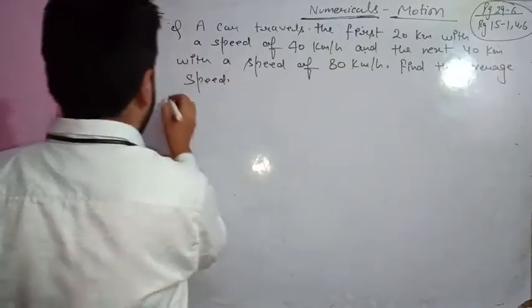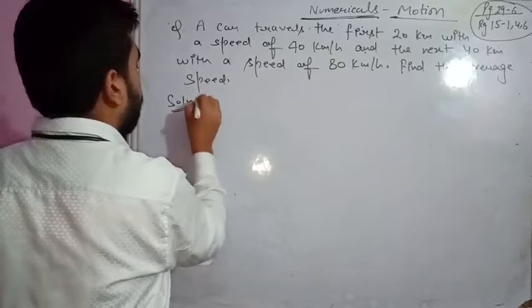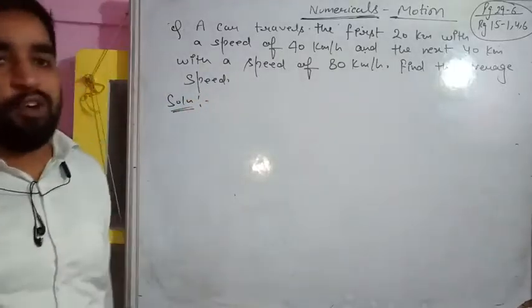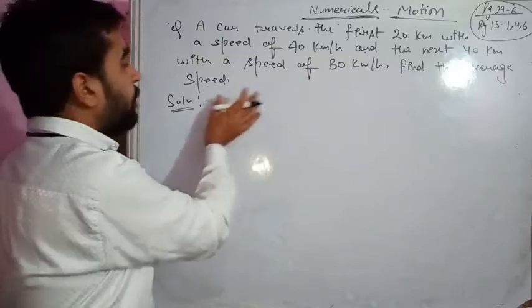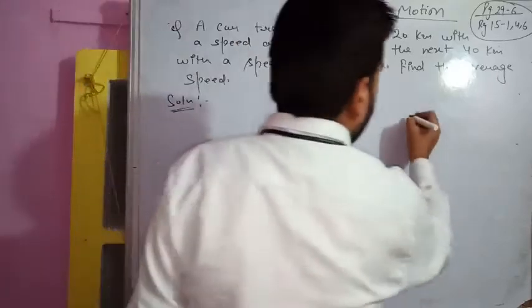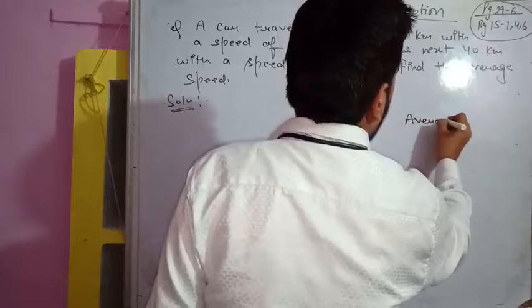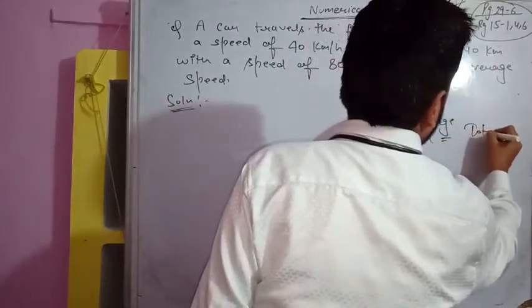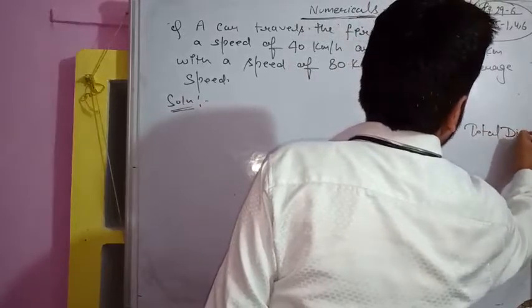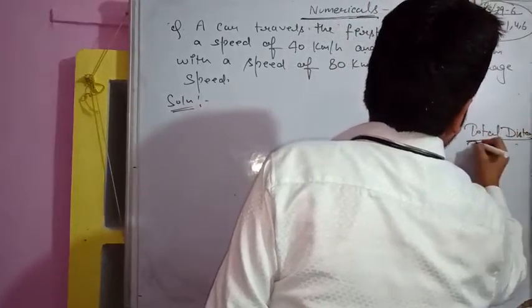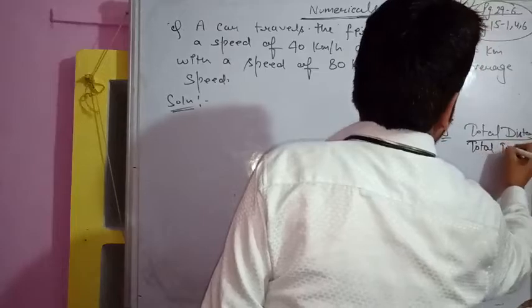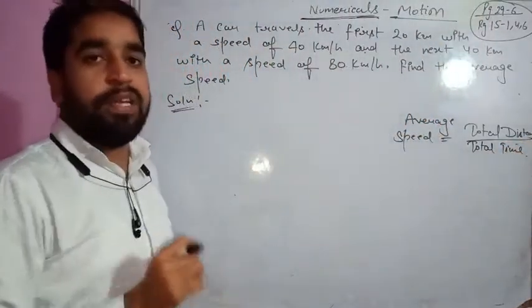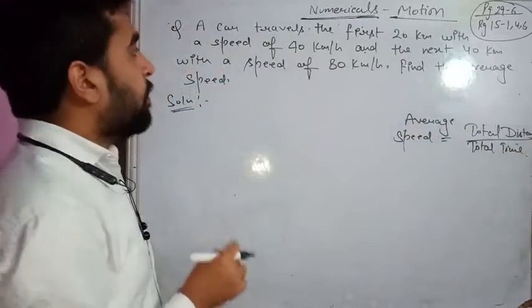So students, whatever thing is asked to us, we should be aware about the formula first. Our mind should be working on what is the formula for that. So what is the formula for average speed? The formula for average speed is total distance upon total time. So for calculating average speed, we should be aware about two things: one is total distance, another total time.